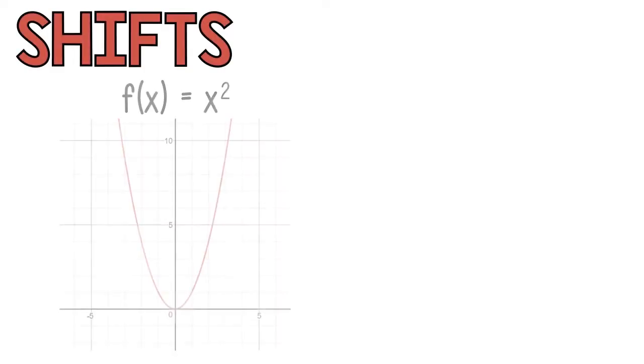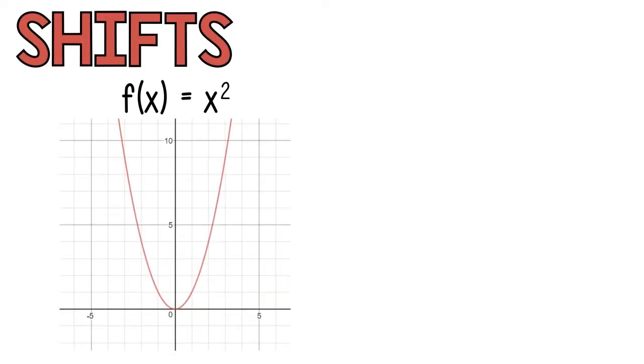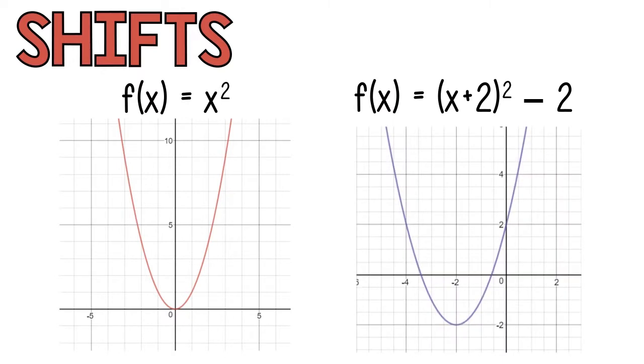For example, the original equation f of x equals x squared has a graph like this. If we are to add both horizontal and vertical shift, the equation will be f of x equals x plus 2 squared minus 2, which will result in the graph moving 2 units to the left and 2 units downward.